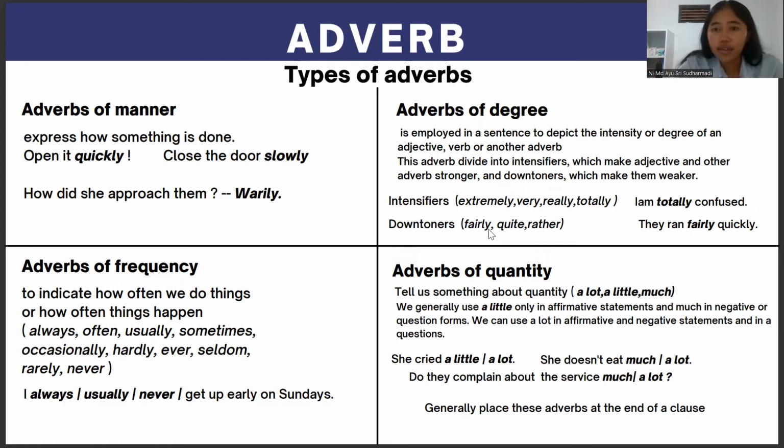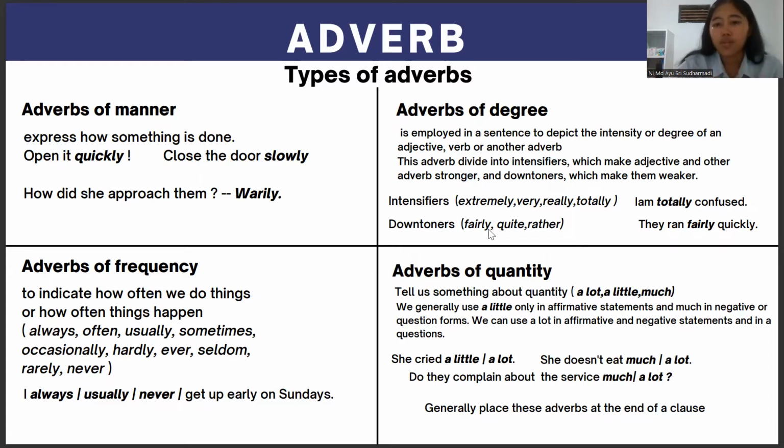And the next is adverbs of degree. This is used in a sentence to depict the intensity of degree of an adjective, verb, or another adverb. And also, this adverb divides into intensifiers, which make adjectives and other adverbs stronger. This is the example of intensifier. We can use extremely, very, really, and totally. Here's the example in a sentence. You can say, I'm totally confused.